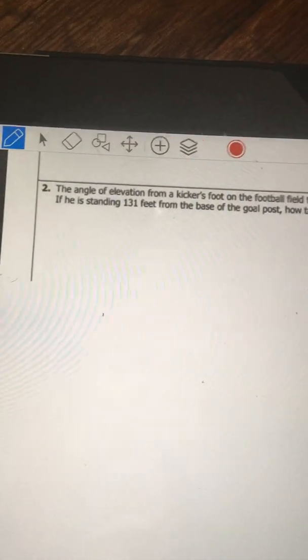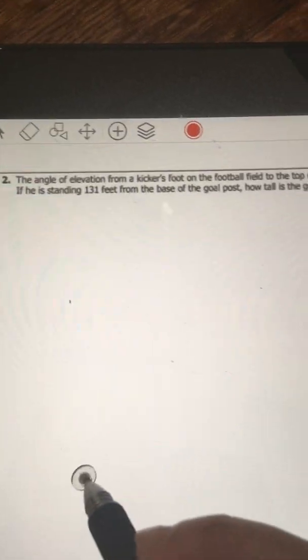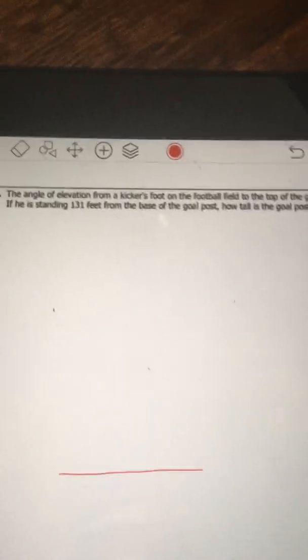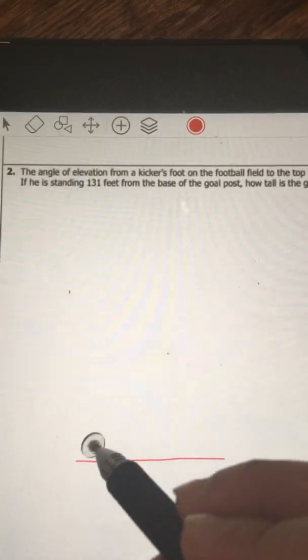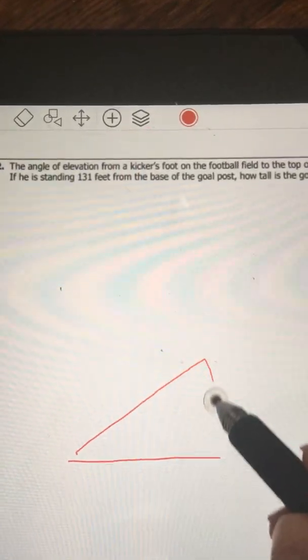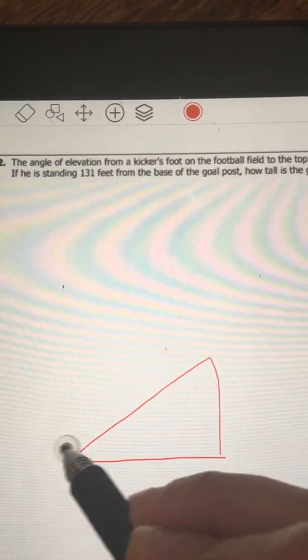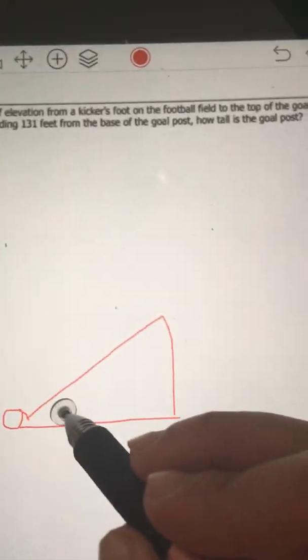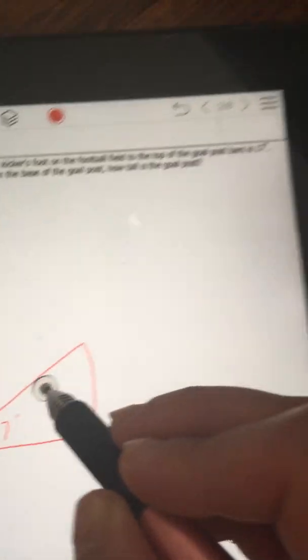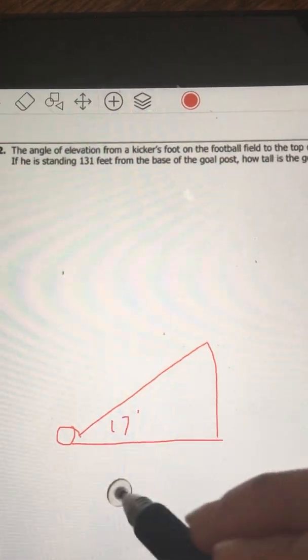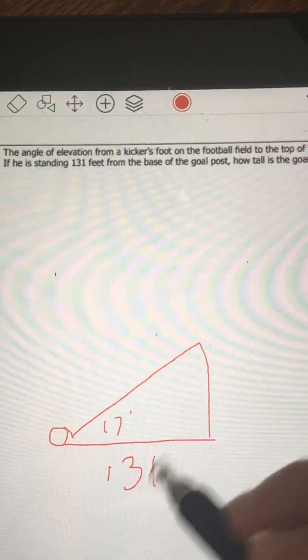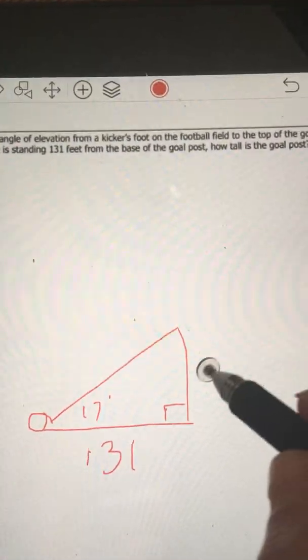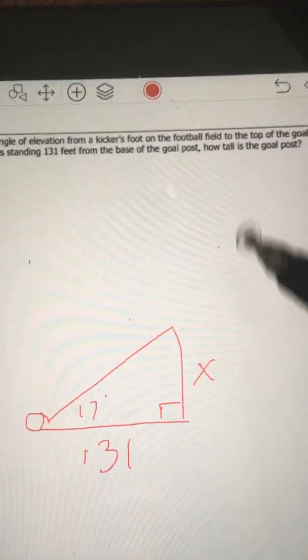Okay, next we have the angle of elevation from a kicker's foot on the football field, so straight line first, to the top of a goal post. So here's your angle, here's your goal post, here's their foot, the ball. This angle here is 17 degrees. And they're standing 131 feet away. And we want to find this height here. How tall is the goalpost?